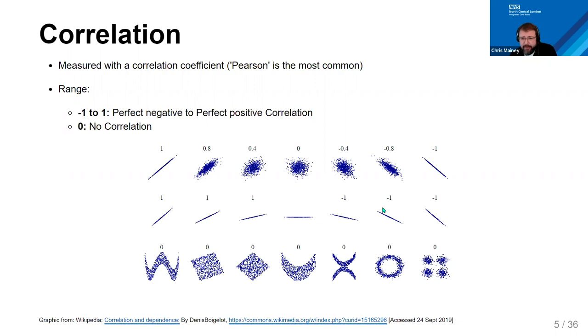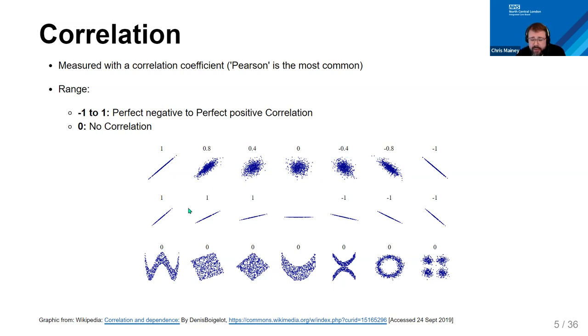So here's a graphic taken from Wikipedia. If you take the top line here, we've got 1. This is a perfect positive correlation, so as X increases, Y increases. You can see it starts to go down as the points are a little bit more scattered. We've got a 0.8 here, a 0.4. We've got zero here, which importantly is pretty much a cloud of points that doesn't have one distinct direction. We've got the minus 0.4, where as X increases, Y decreases. Similarly, all the way up to the minus one.